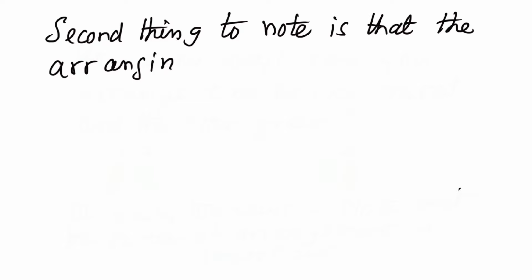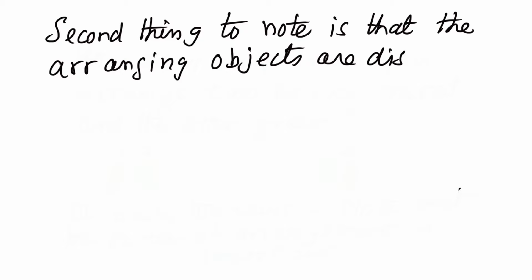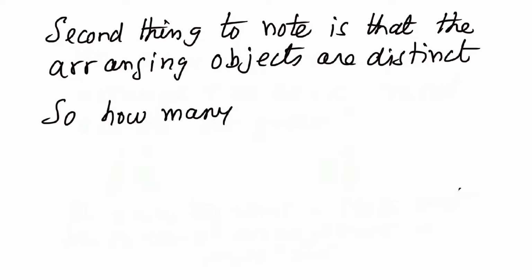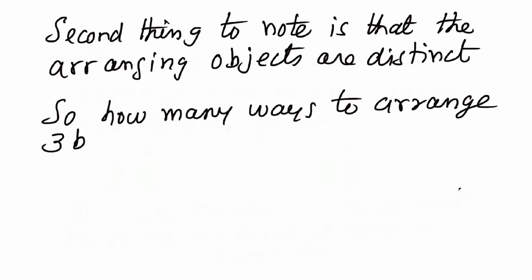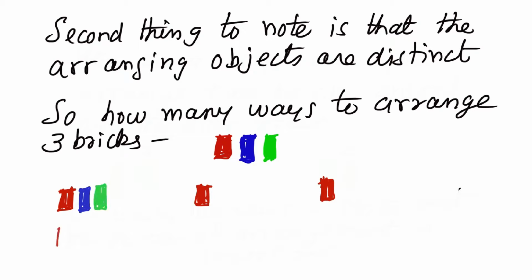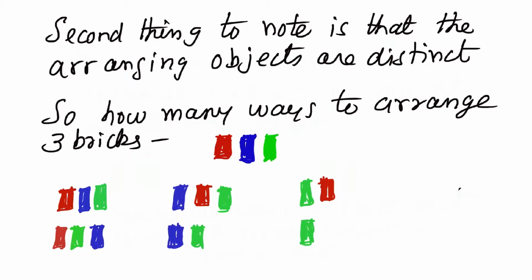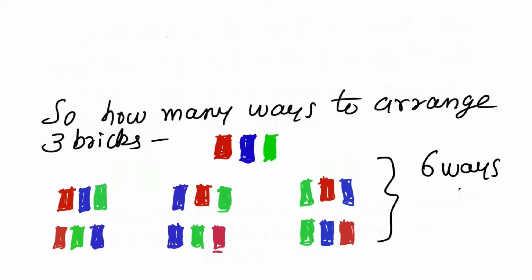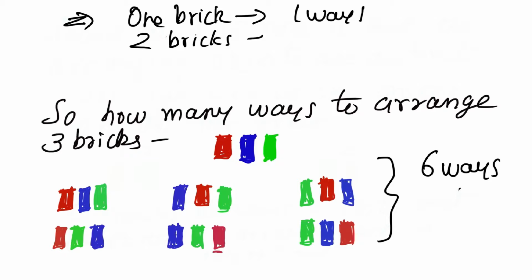Now the important thing to note is that the objects are distinct, as the objects have their own features. And so how can we arrange three bricks, one green, another red, and another one blue? Basically you can keep the first brick a particular color as a reference point and arrange the two other bricks in two manners as we have already seen, which means that there are 6 ways of arranging three colored bricks.